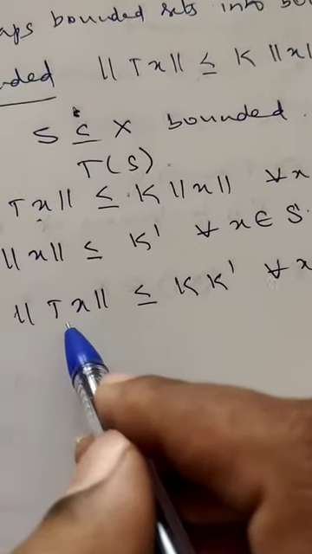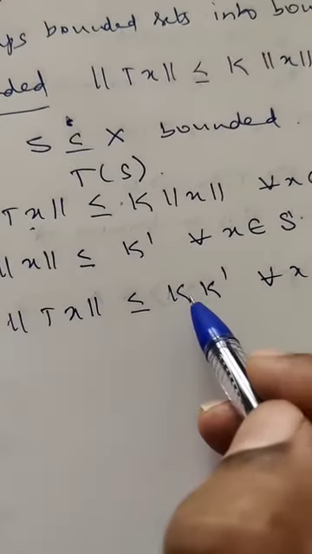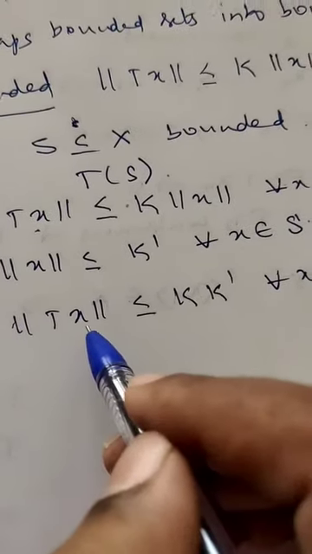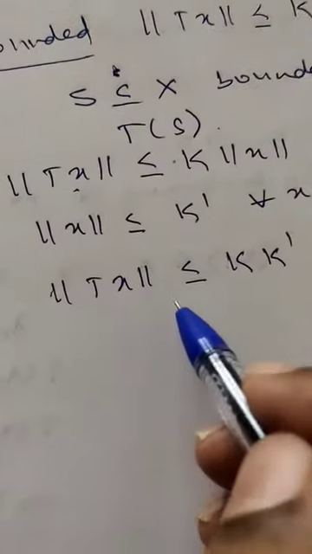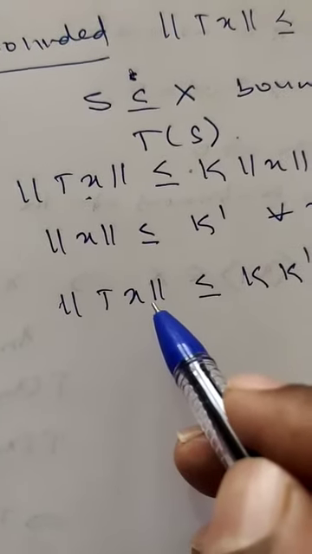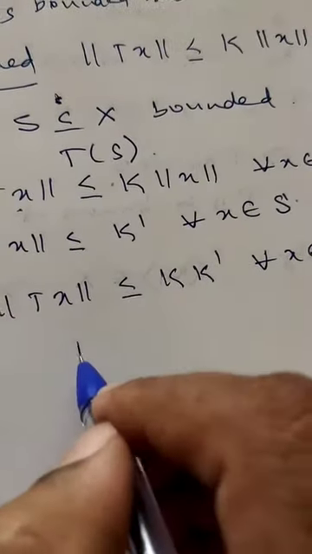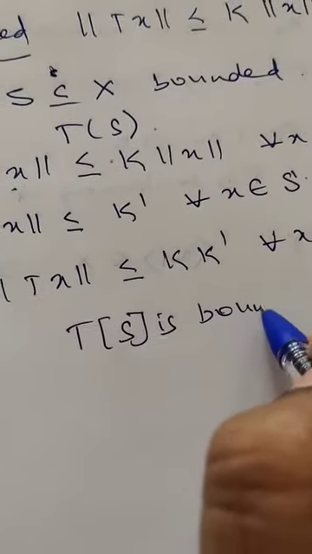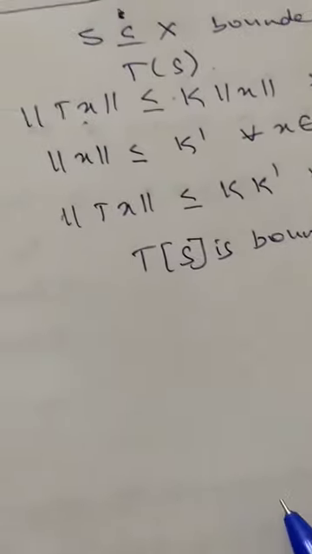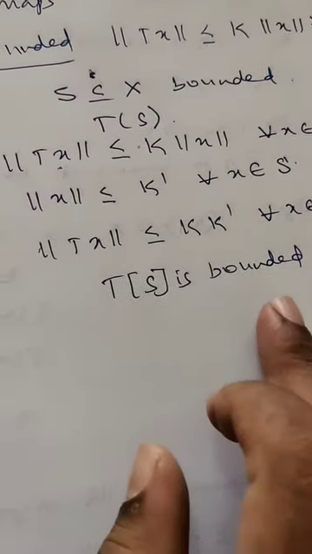This implies norm of T(x) is less than or equal to K times k dash, which is again a constant. So norm of T(x) is less than or equal to K k dash for every x belonging to S, meaning the element T(x) belongs to T(S). Therefore, T(S) is bounded. Conversely, let T(S) be bounded.